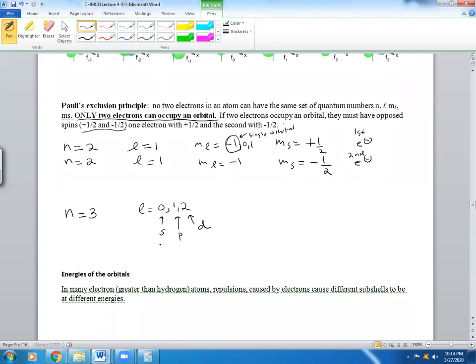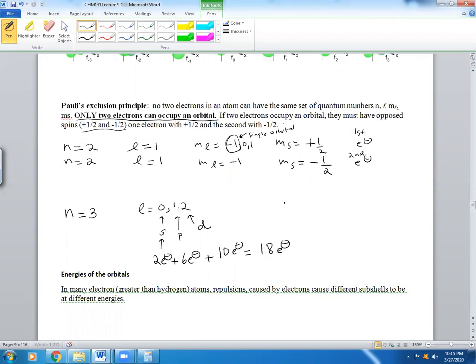You should be able to tell that if I have an S, it's only one orbital, so I can only put 2 electrons in it. The p has 3 orbitals, so I can put 6 electrons in it. I'm going to write them on the side here: 1 orbital, 3 orbitals, and then d. The d can take 10 electrons. So the maximum you can put here is 18 electrons.